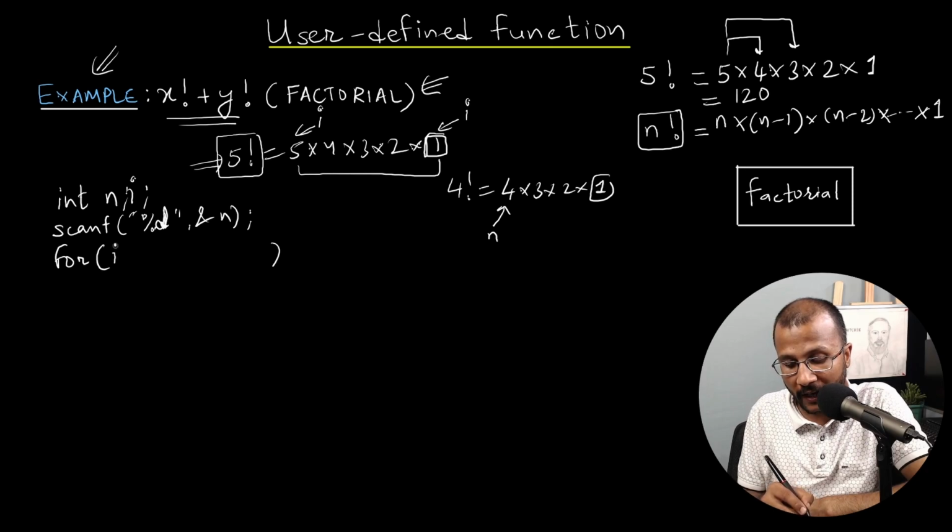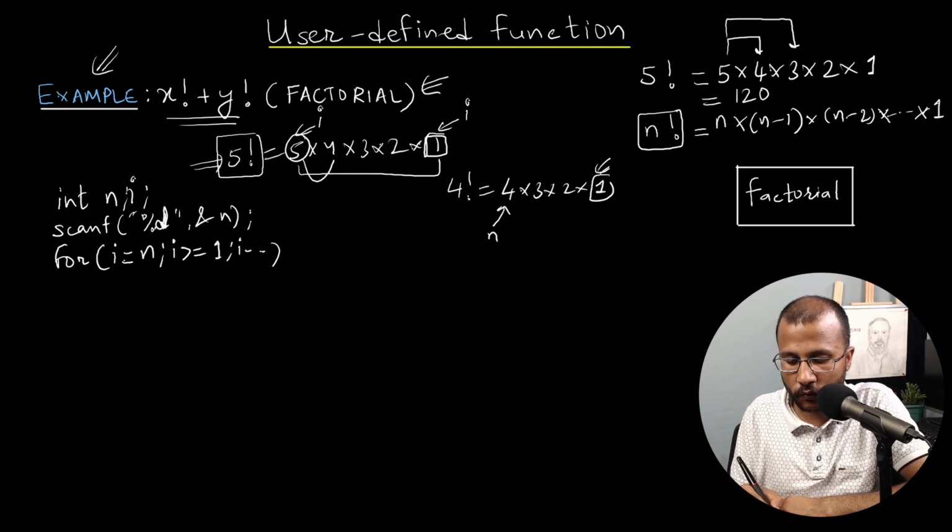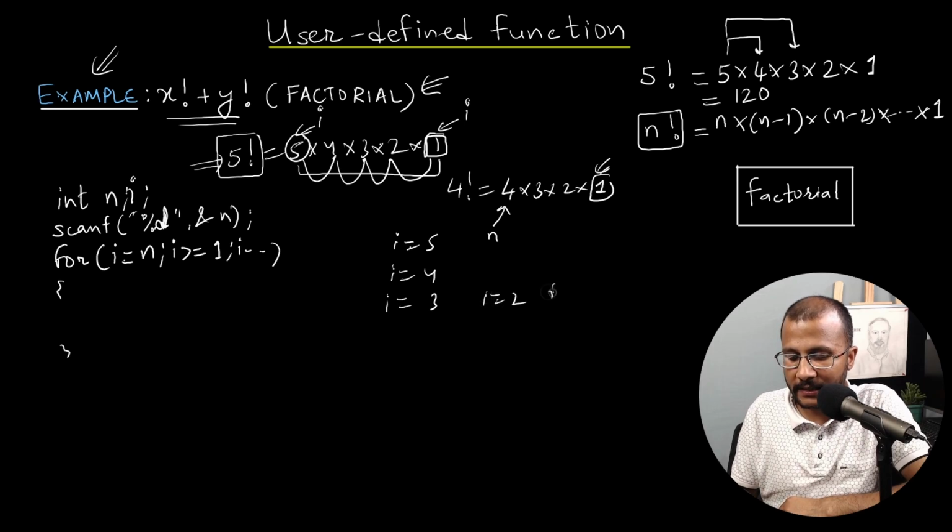Initially, what is the value of i? Initially i is n, or 5 in case of this example. Then i must always be greater than or equal to 1, and each time i must be decremented by 1. So from 5 it goes to 4, from 4 to 3, 3 to 2, and 2 to 1, and I'll stop there. Each time I'll encounter a number. For the first time i is 5, the second time i is 4, next time i is 3, then i is 2, and then i is 1. What I have to do is multiply these numbers together to get my product.